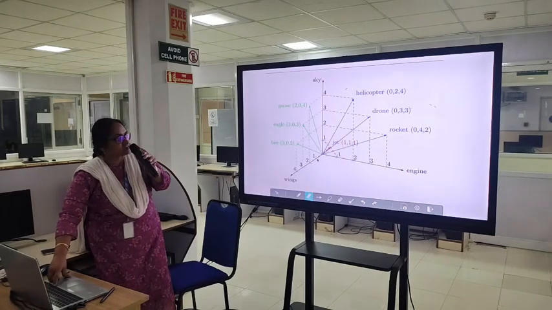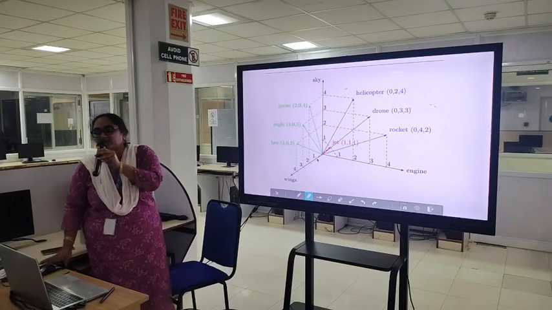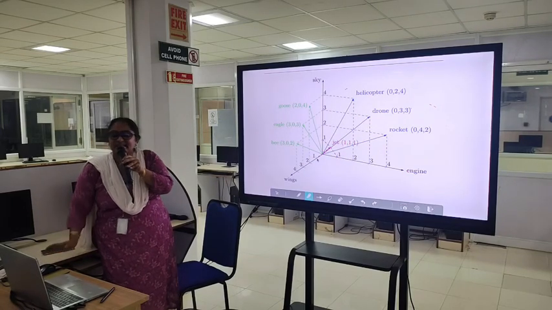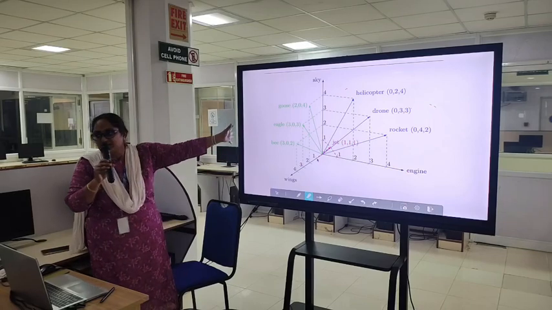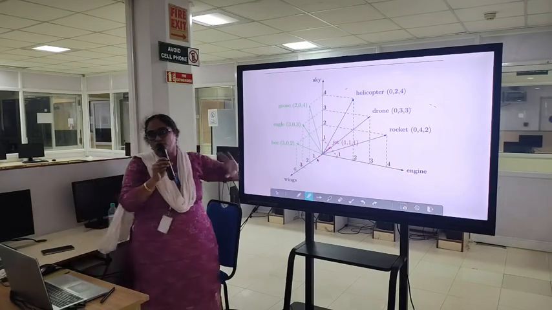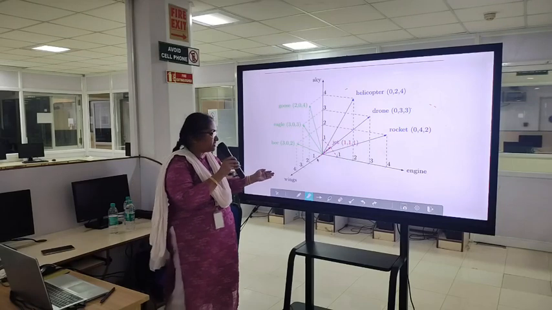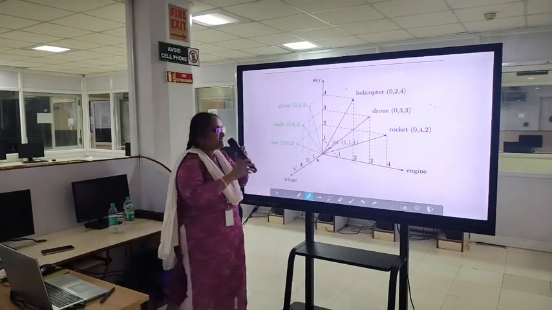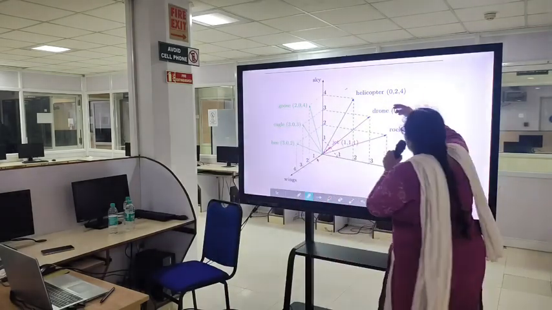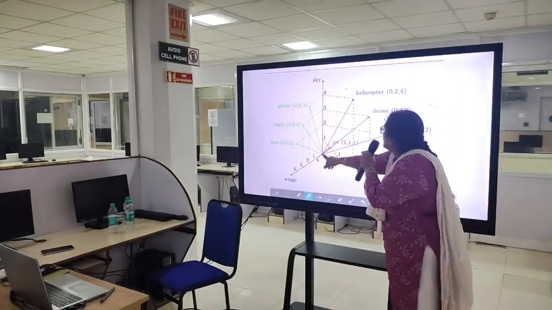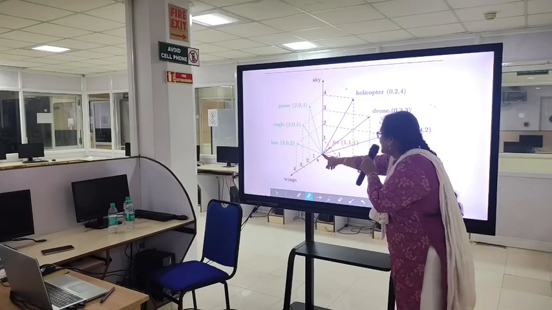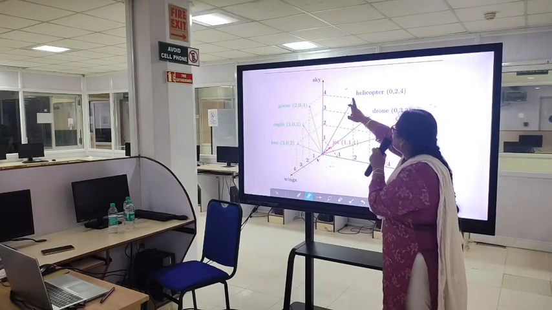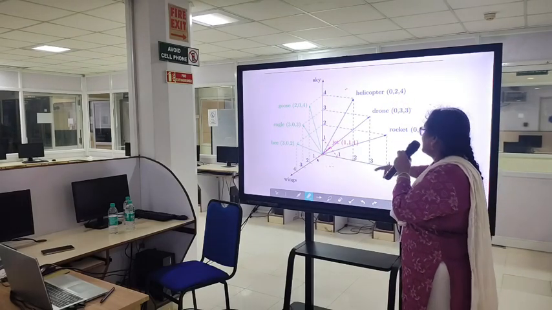Yeah, so now we'll go to the next one. See, this is what I am telling you. This is how you represent things in 3 dimensions. This is an example of a 3-dimensional diagram. It is not about word embeddings, I am just showing you. If you have something like wings, engine and sky, there are 3 dimensions and some points. So helicopter: x-axis is 0, y is 2, and z is 4, so 0, 2, 4.